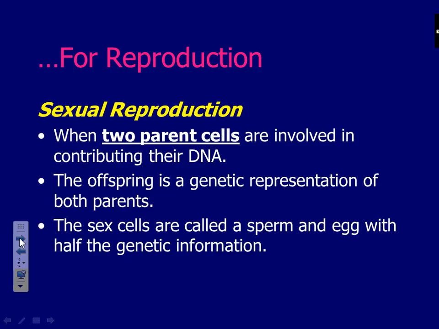Sexual reproduction, obviously, from what you've learned in phys ed. You need two parents. You need special sex cells. They've got to get together.